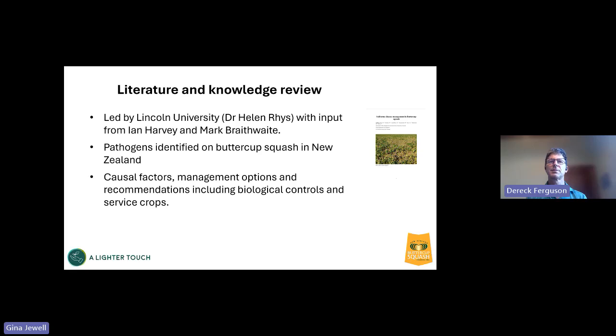So it was a significant piece of work. It's 125 pages, including its references and appendices, and it looked through both New Zealand and overseas literature, published and unpublished, and grower information and experience. Next, please.